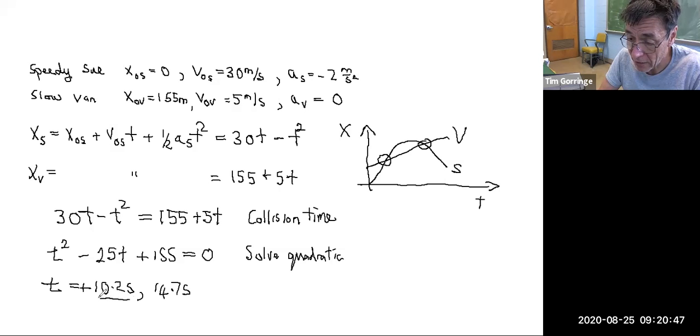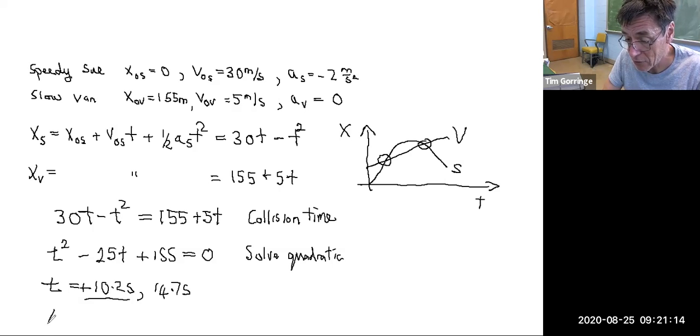This is when they collide at 10.2 seconds. And so that's the answer to the question, did they collide? Yes, they collided at 10.2 seconds. If you want to know the position at which they collided, now that's easy. To find the position at which they collided, well, that's the position of Speedy Sue at that time.